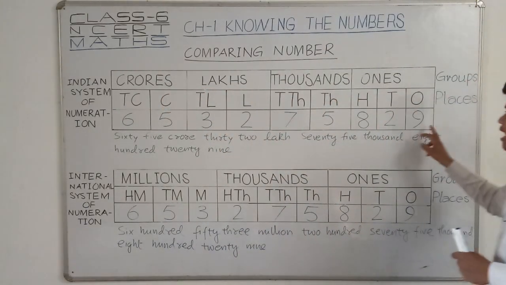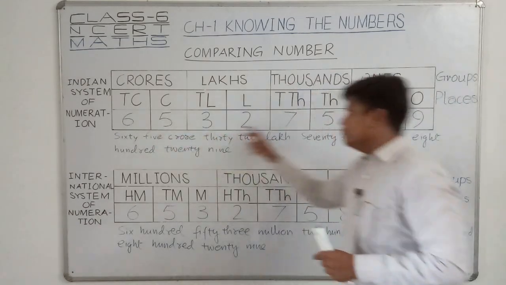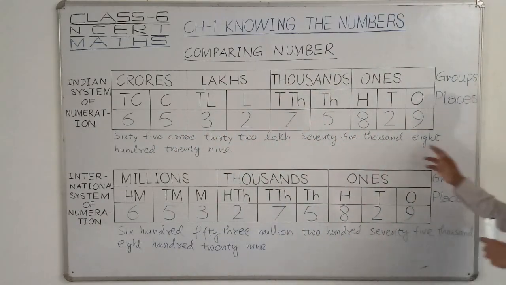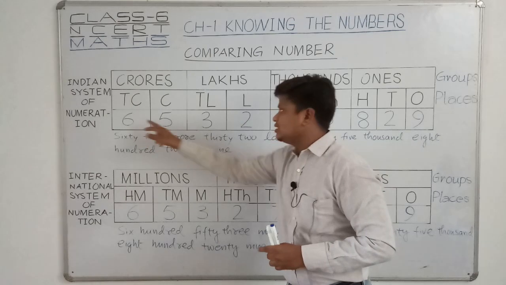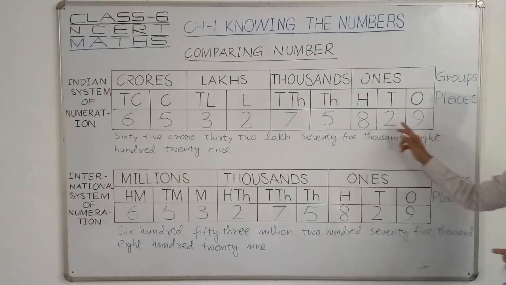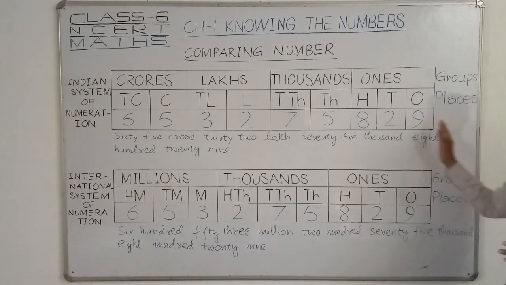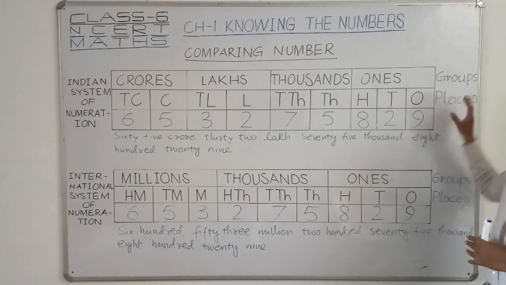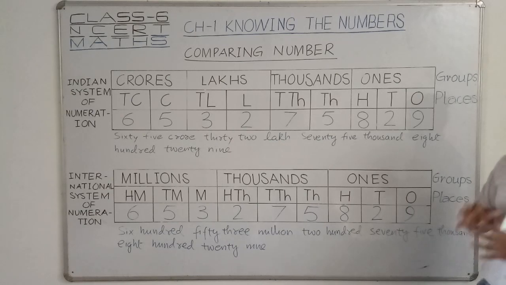And below that I have written a number, right? You can see the digits are 6, 5, 3, 2, 7, 5, 8, 2 and 9. So these are the digits I have written on their places, right?